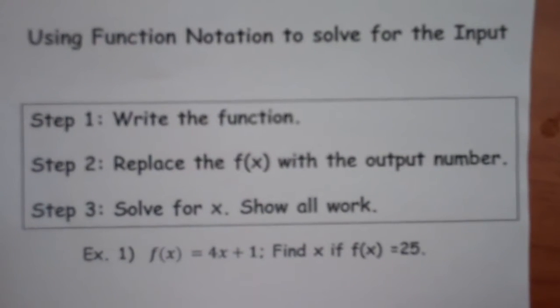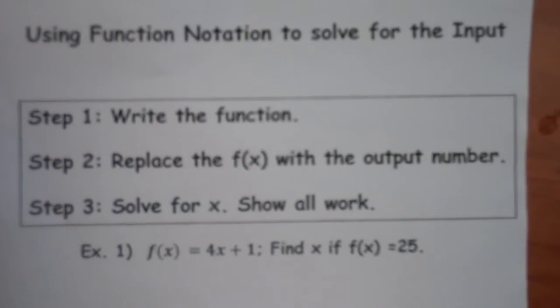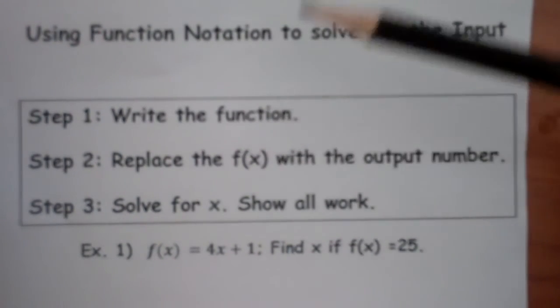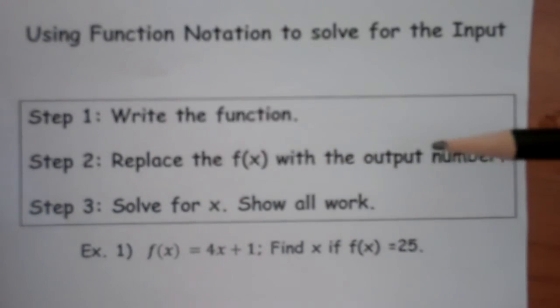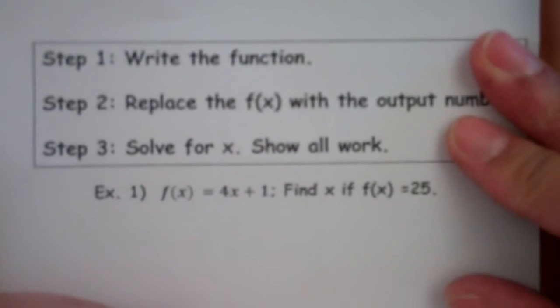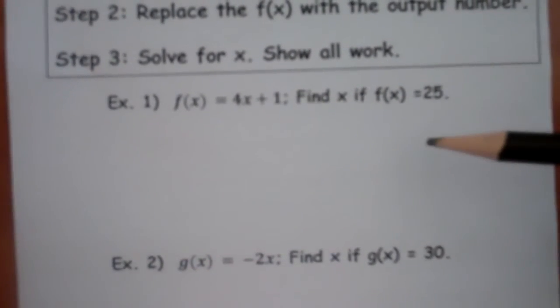So we're at 10 minutes. I have one more thing to do, and that's using function notation to go the other way, which is to solve for the input. So here we see this is the insert, using function notation to solve for the input. We have steps: write the function, replace f of x with the output number, and then solve for x, showing work. So we're going backwards. So they actually give us the answer here.